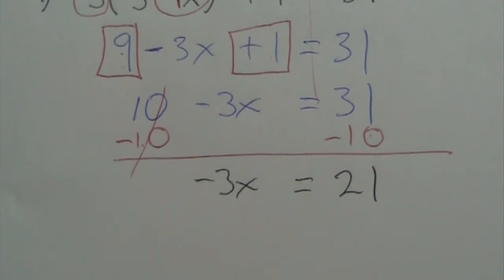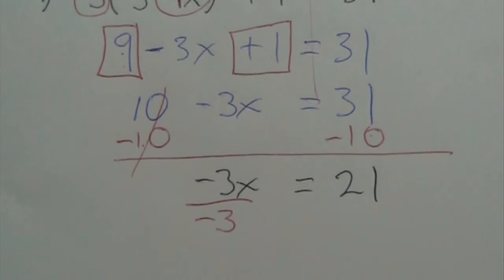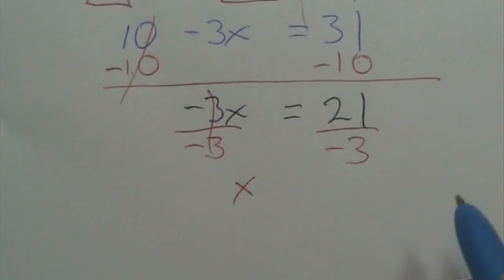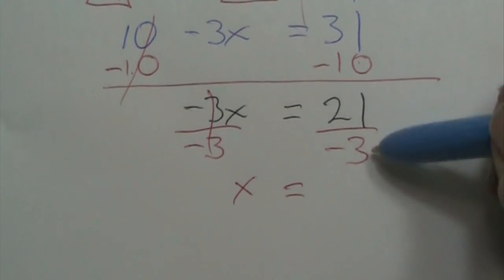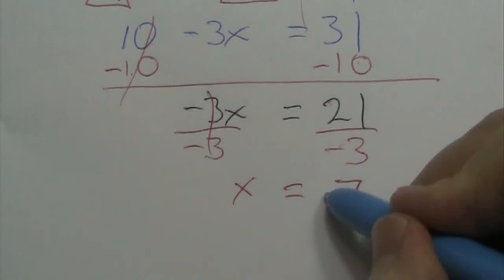Okay, get rid of the coefficient, make it a 1. To make it a 1, divide by the same number. But you have to do it to the other side also. Leaves us with x. 3 goes into 21, and there's one negative.